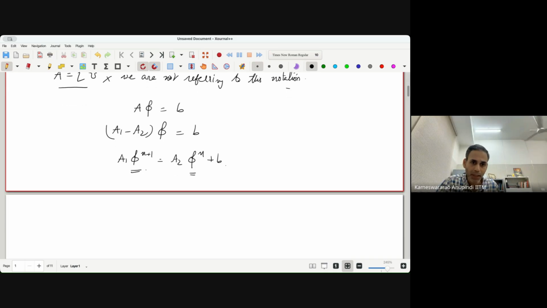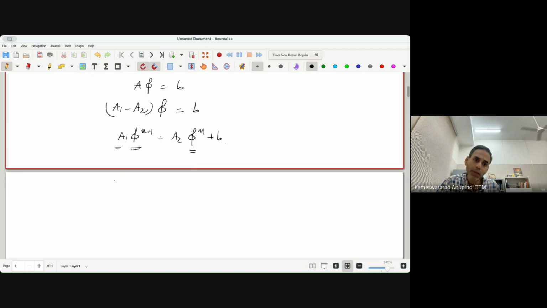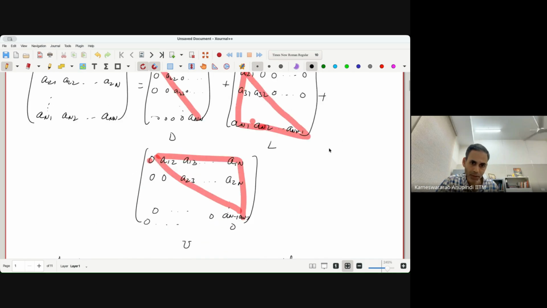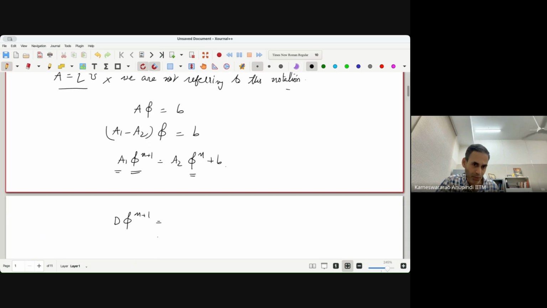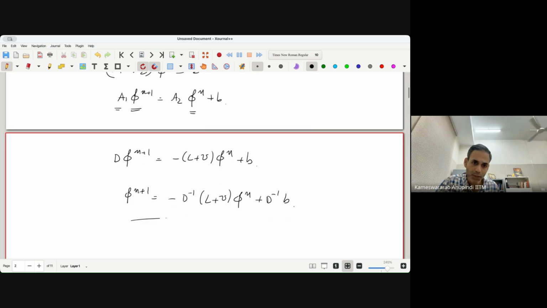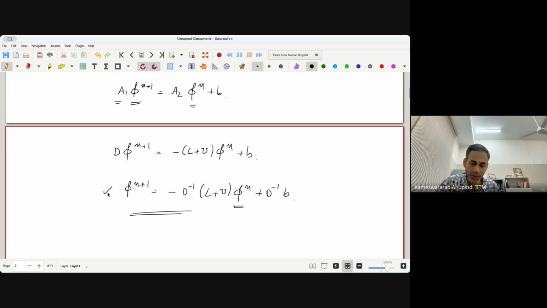With that guess value we are improving and getting the next value, phi n plus 1. Then in the context of point Jacobi, A1 equals D. So this is D times phi of n plus 1 equals A2, and A2 was basically minus of (L plus U), times phi n plus b. That means if I want the new value phi n plus 1, it is minus D inverse of (L plus U) times phi n plus D inverse times b. So this is what I have to solve. Once I am given a guess value for phi, I solve this and obtain the next value, phi n plus 1.